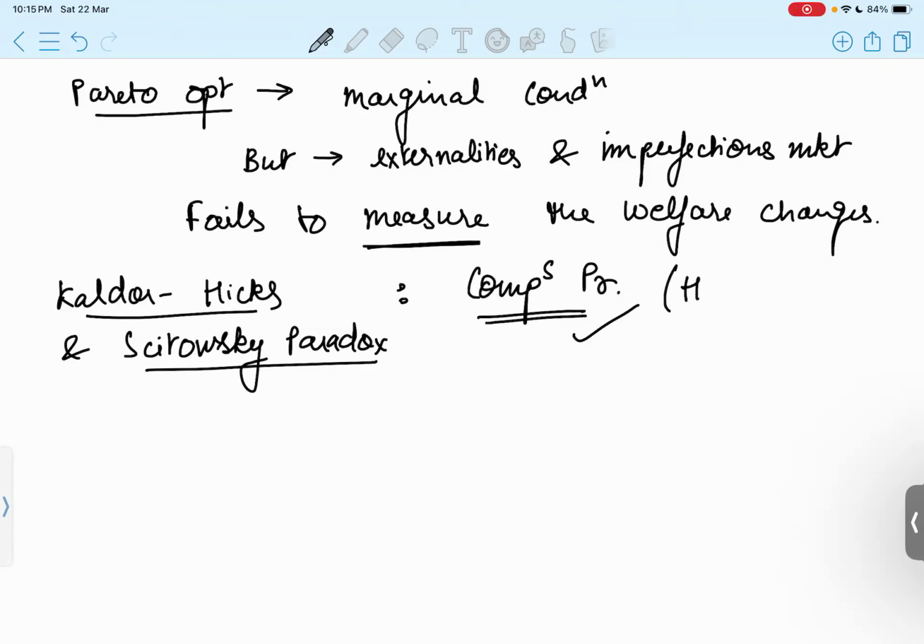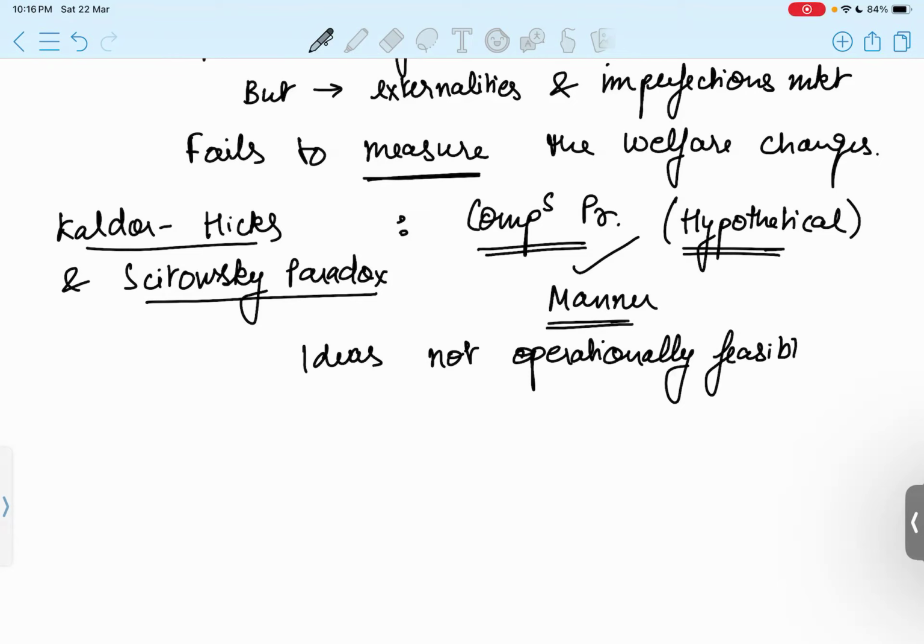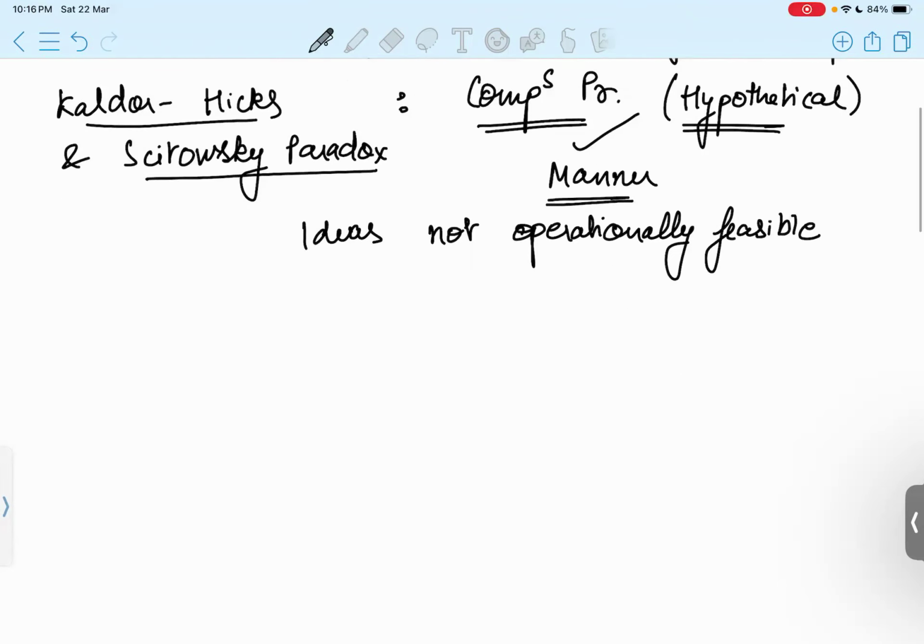But again, it was hypothetical in nature, in the sense that it just supposed that this much amount of compensation should be made. We saw that things are missing about the manner of compensation. How that will be taken forward is missing. So the ideas were seen not to be operationally feasible. Given this, these are the criteria.